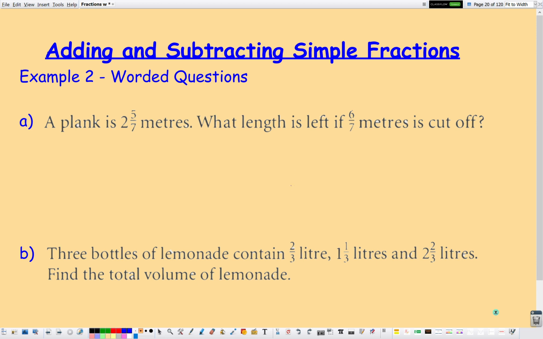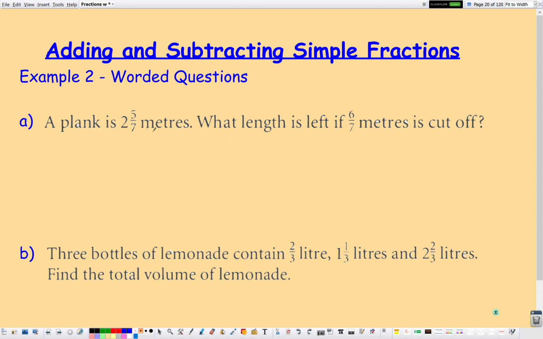We're now going to look at some worded questions when adding and subtracting simple fractions. That's fractions with the same denominator. So we have this first question. A plank is 2 5/7 meters. What length is left if 6/7 is cut off?